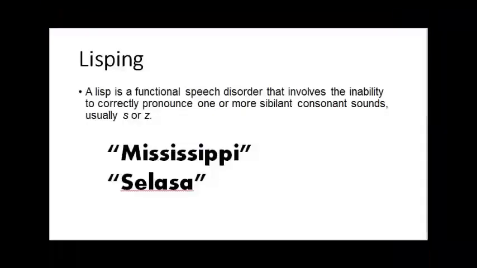To assess for lisping, ask the patient to pronounce words that contain a few letter S. For example, Mississippi, Selasa. Listen carefully during the pronunciation. Note for any obvious lisping.